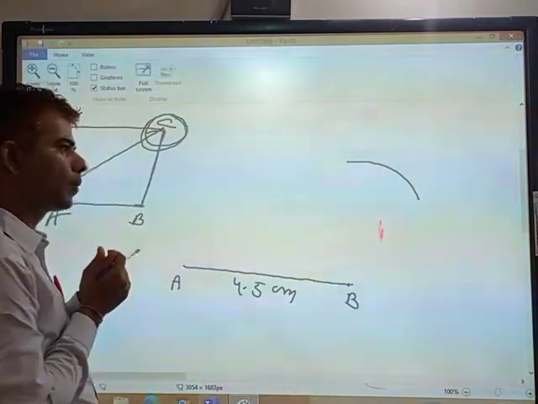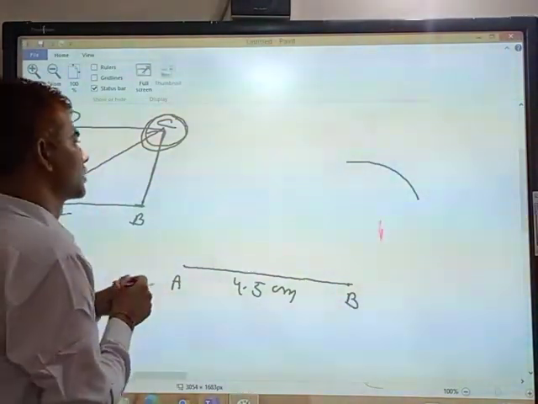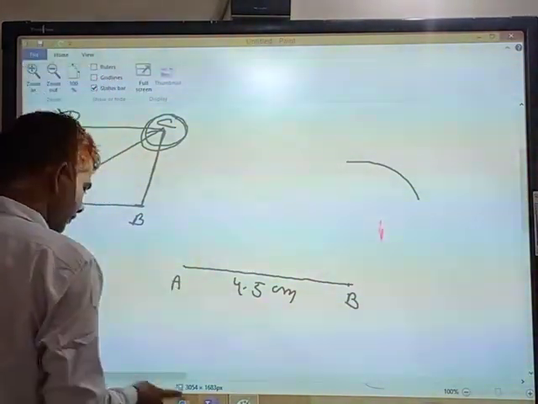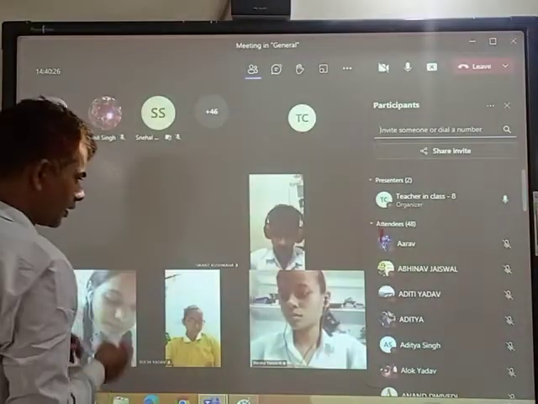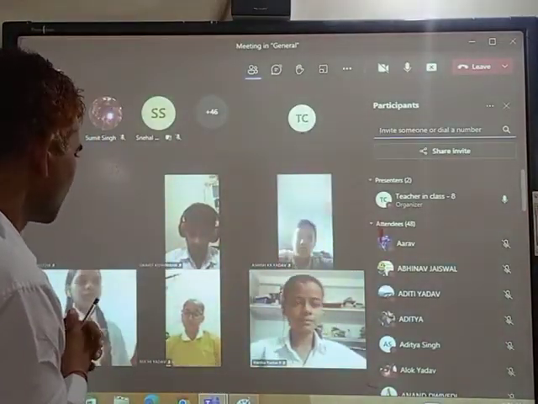So please open the compass of radius 7 centimeters. Open the compass of radius 7 centimeters.